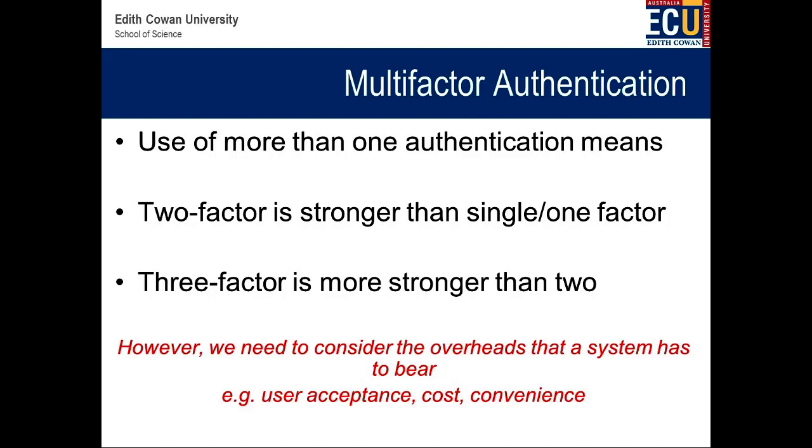However, we cannot blindly implement 2-factor, 3-factor, or even 4-factor or 5-factor authentication mechanisms, because we need to consider the overheads that are associated with 2-factor, 3-factor, and other multi-factor authentication means. The common overheads are user acceptance, as the user is not willing to accept those additional security steps, the cost that is involved, especially when we talk about biometrics, and the convenience that we give to the user.